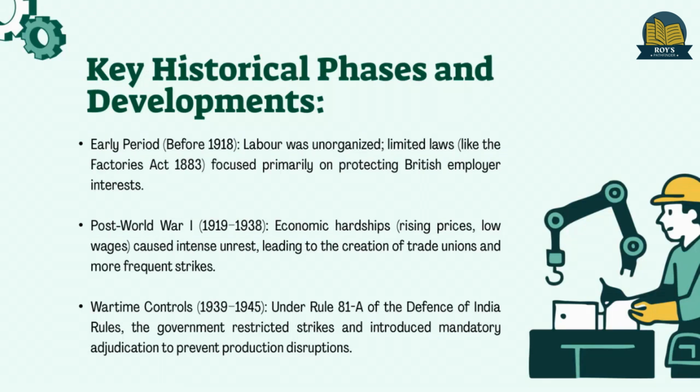So, during the early period before 1918, labor was largely unorganized, and there were very few laws to protect workers. The Factories Act of 1883, for example, mainly aimed to safeguard the interests of British employers rather than the workers themselves. It was a time when workers had little voice or rights.